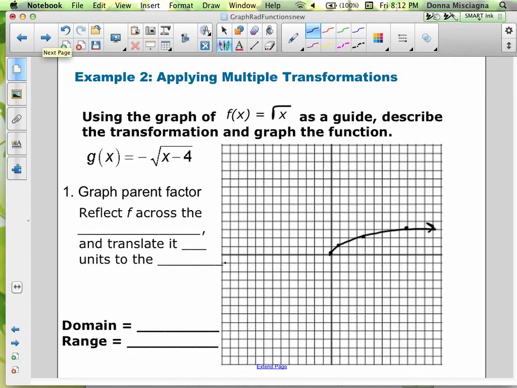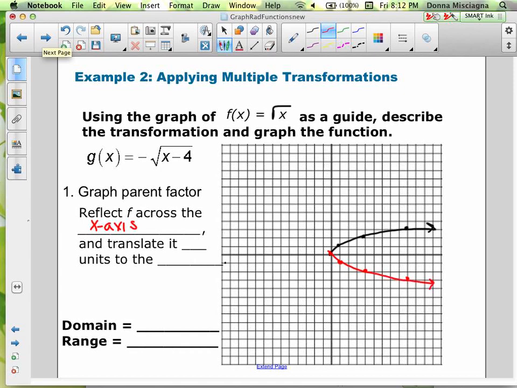All right, we have a negative in front of the radical. We need to take care of that first. The negative in front will reflect our graph across the x-axis. So now let's graph that one. All we need to do is make the same points, but on the negative side. We're just flipping the graph over. Remember when you were in geometry and you did reflections? That's all we're doing, reflecting across the x-axis.